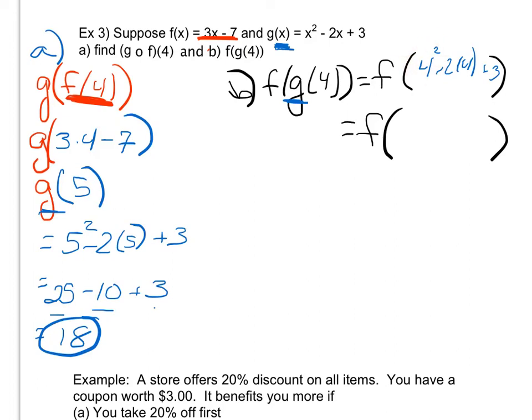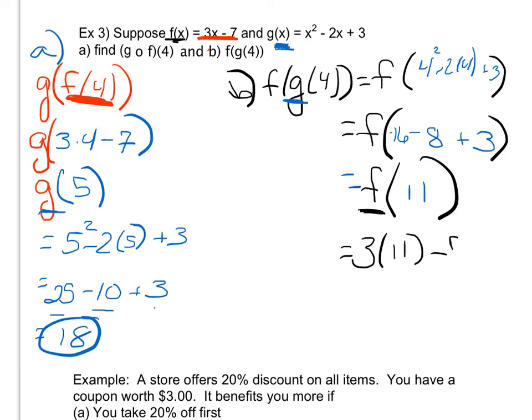So 4 squared is, I guess I can write it out. 4 squared is 16 minus, that's not supposed to be negative 16. I don't know how that extra mark got there. Minus 8 plus 3, giving me f of 16 minus 8 is 8. 8 plus 3 is 11. So what does that tell me to do? That tells me to go to my function f and plug 11 in for each variable. Well, 3 times 11 minus 7. 33 minus 7 gives me 26.